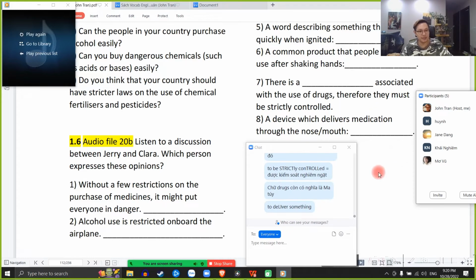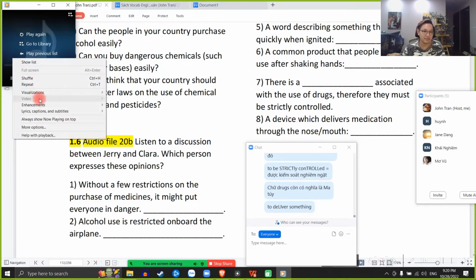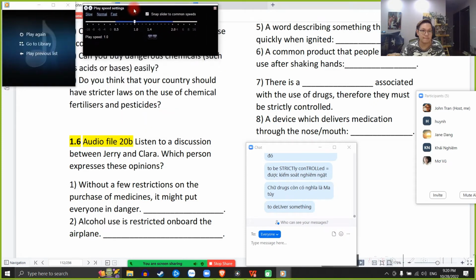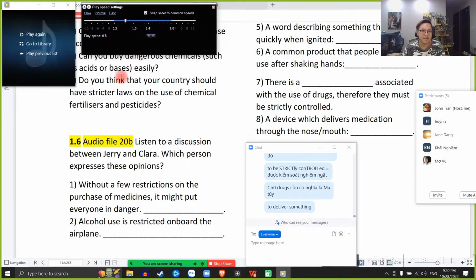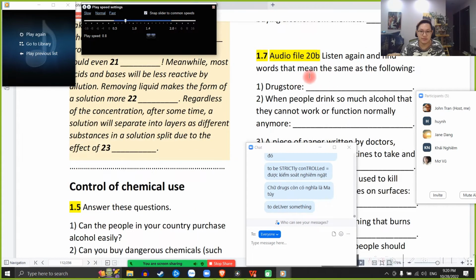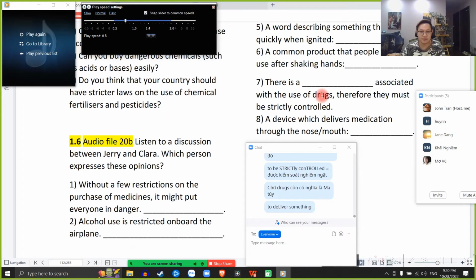Okay, let's try again. But 80%, 80% các bạn. Play speed settings, 80%. Okay, ai nói điều gì nè? Who expressed these opinions? And then you need to find words to mean the same these things.